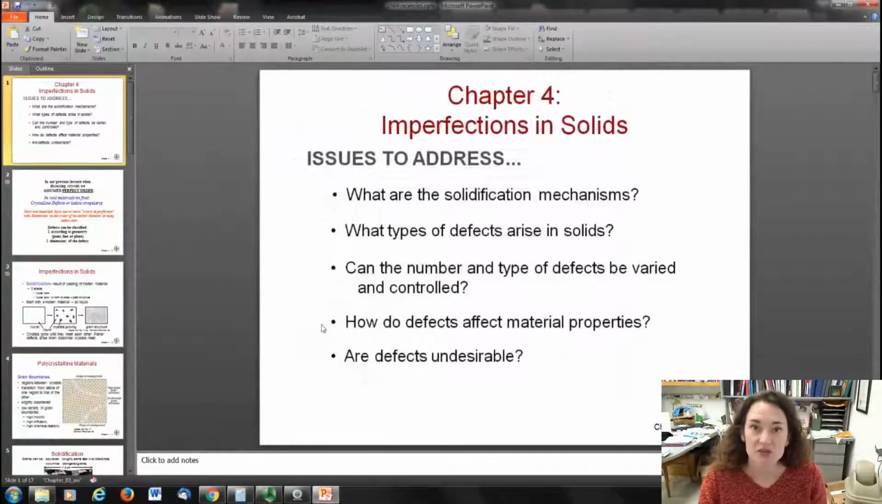Hi, so we're going to start a new chapter. It's chapter 4, and it's on defects or imperfections in solids. So in this chapter, we're going to cover the ideas of how defects are formed when a material solidifies, what kinds of defects are there in solids, can you control the number and types of defects, how do these defects affect the material properties, and are they even undesirable, or are they something that we would actually want to happen sometimes?